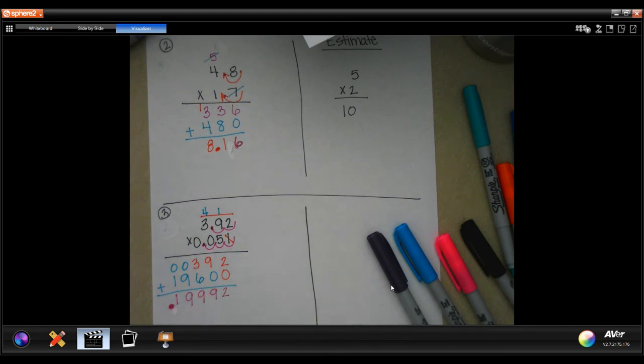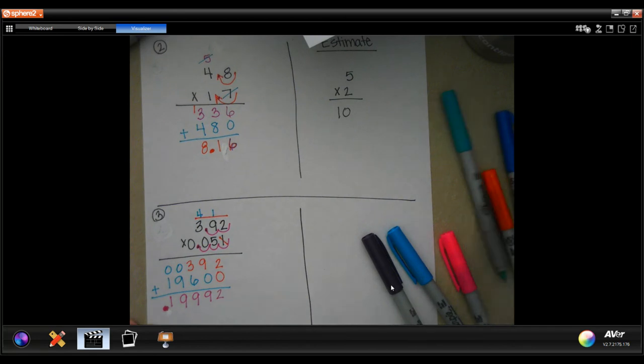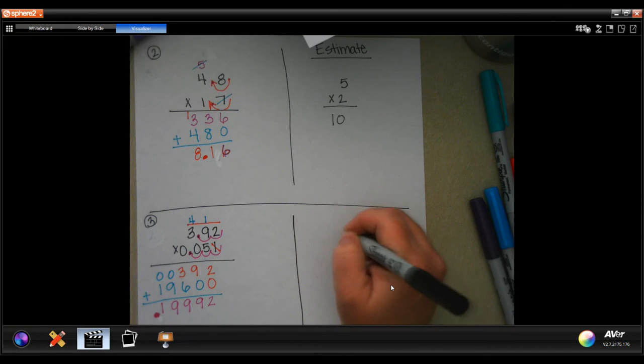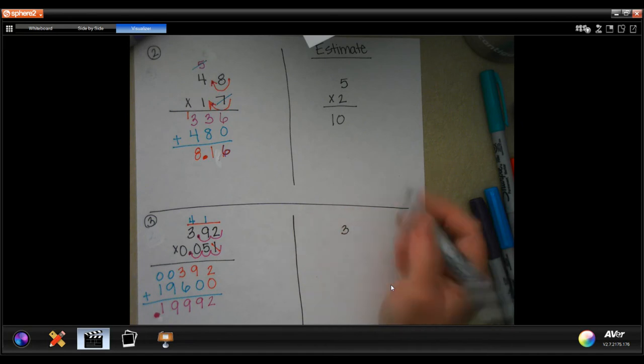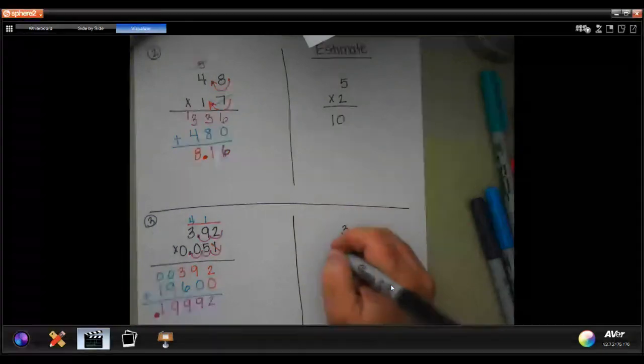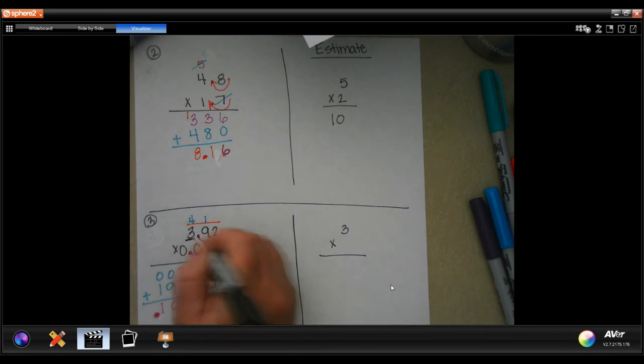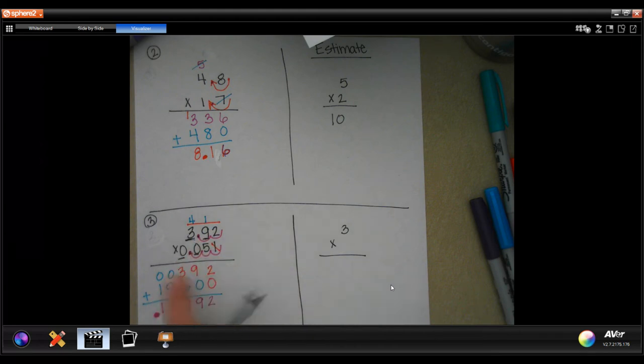Okay, all right. Oh, I forgot to do the estimate though, so I'm going to go ahead and do the estimate. So 3.92, the 9 is going to tell the 3 to go up, right? Now here's the thing, rounding to that same digit, I rounded to the 3 and I used the 9. This one, I'm rounding to this 0, but I'm using this 0 to tell me. That's going to be 0.